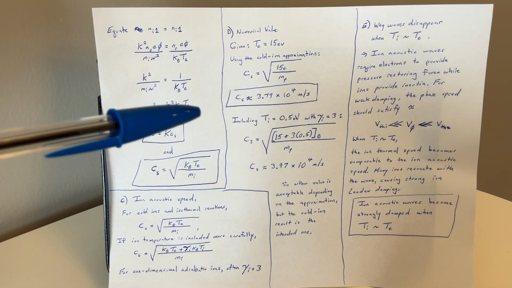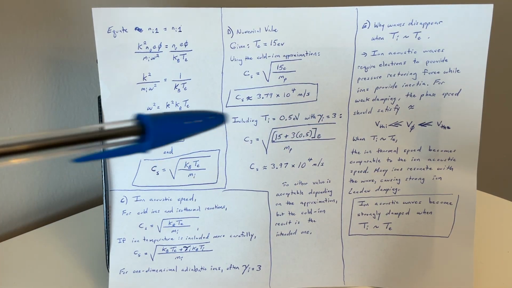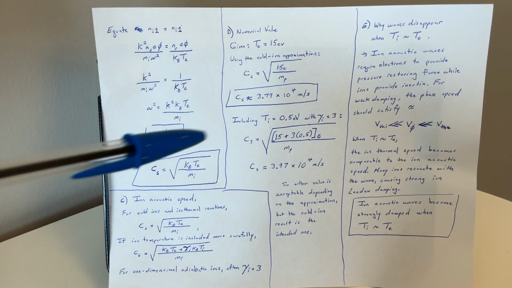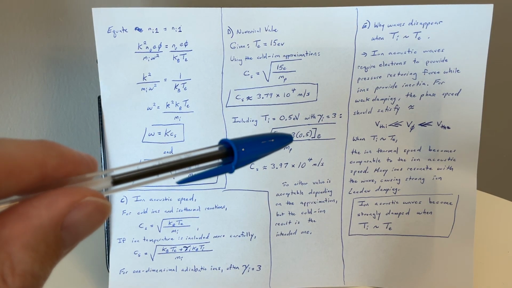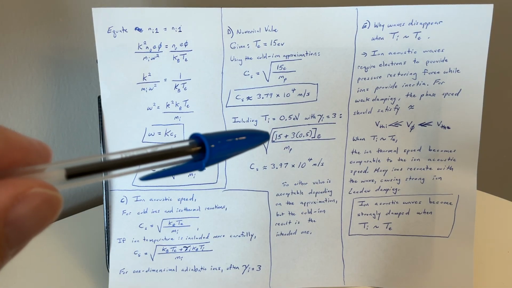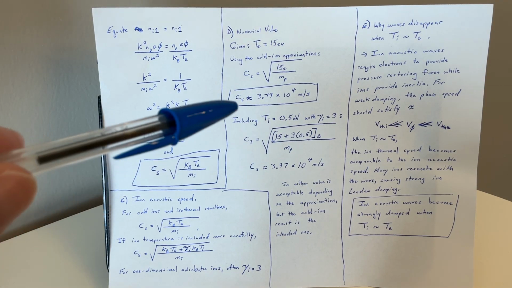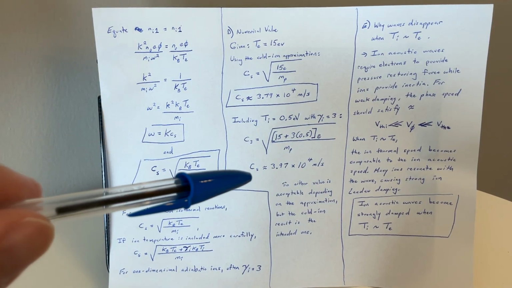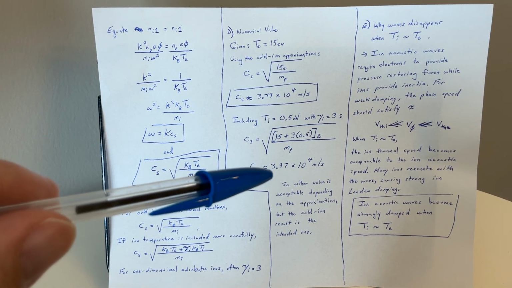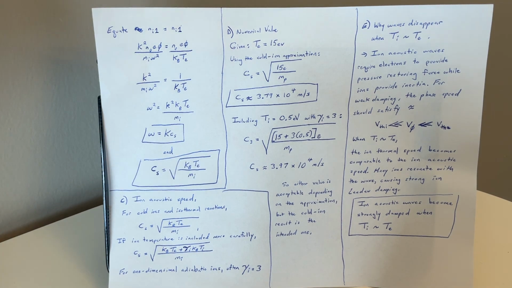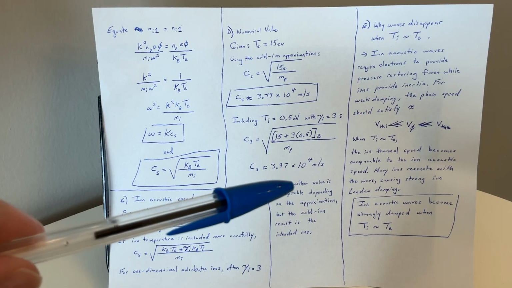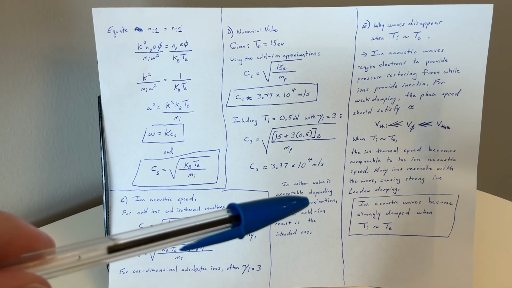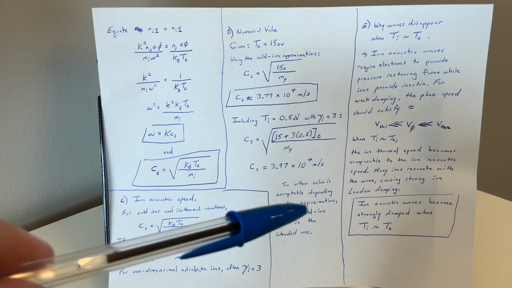Now with T_i, and with gamma_i equals 3 and T_i equals 0.5 eV, c_s would be the square root of the quantity 15 plus 3 times 0.5, times e over m_p. Substituting and performing the computation, c_s is approximately 3.97 times 10 to the 4th meters per second. So either value is acceptable depending on the approximation, but the cold ion result is the intended one.